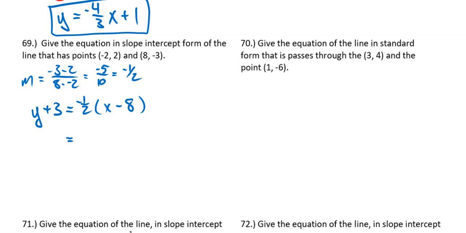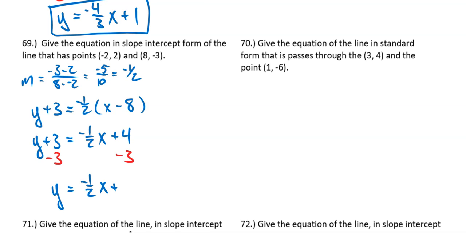And then from here, slope-intercept form, I have to distribute. It's a -1/2 x plus 4, and I'm going to subtract that 3. So I get y equals a negative 1/2 x plus 1.